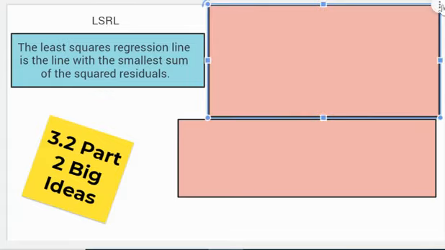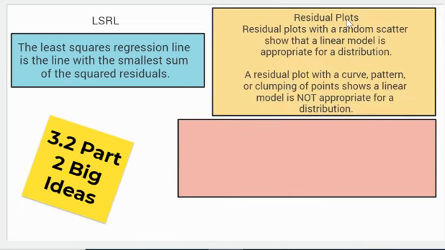So our next big idea is also dealing with residuals, and that is residual plots. Residual plots with a random scatter show that a linear model is appropriate for a distribution. A residual plot with a curve or a pattern or a clumping of points shows a linear model is not appropriate for a distribution.